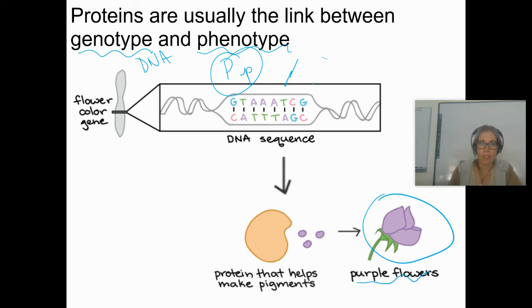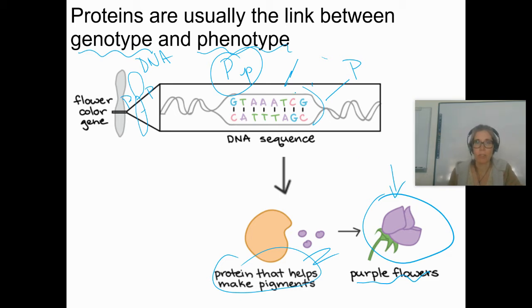So let's say this piece of DNA codes for the purple color. That's your genotype. That allele would be a big P, and maybe you've got two of these chromosomes, and let's say you've got two big Ps. Well, they are going to code for a protein that helps to make a pigment, and then that pigment makes you purple. So your genotype is the DNA, and your phenotype is your physical characteristic.